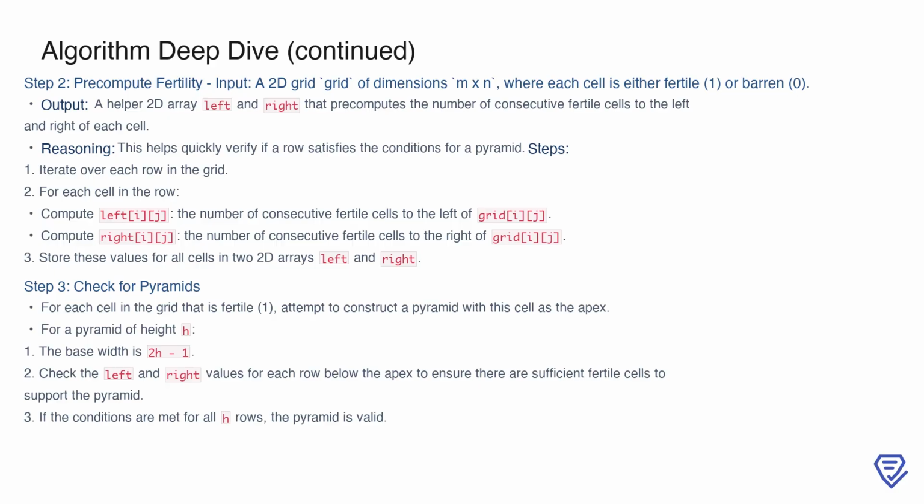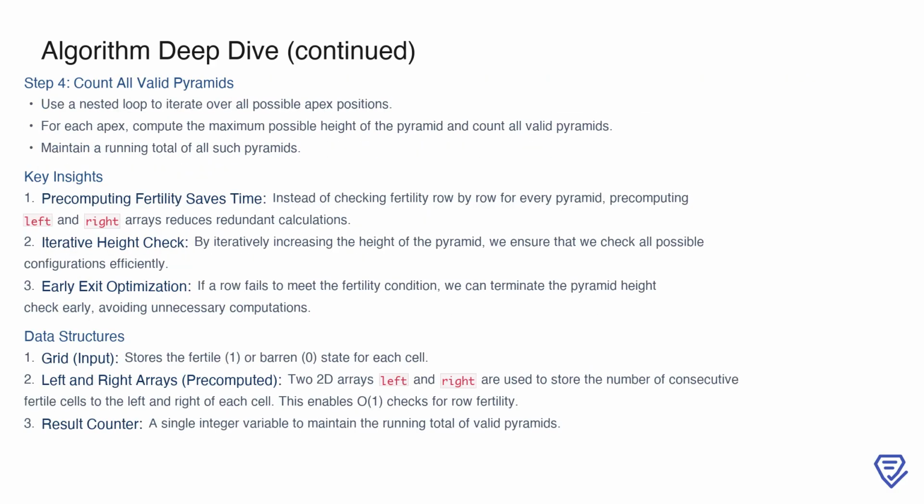For each cell, we calculate the number of consecutive fertile cells to its left and store it in left[i][j]. Similarly, we calculate the number of consecutive fertile cells to its right and store it in right[i][j]. By storing this data for all cells, we eliminate the need to repeatedly calculate fertility for each potential pyramid, making the process much faster. Next, we use the pre-computed left and right arrays to identify and count all valid pyramids.